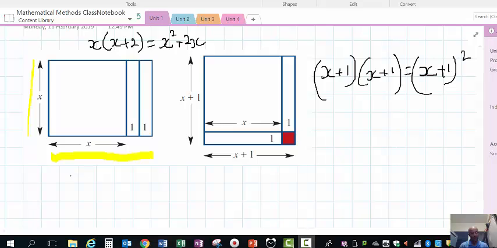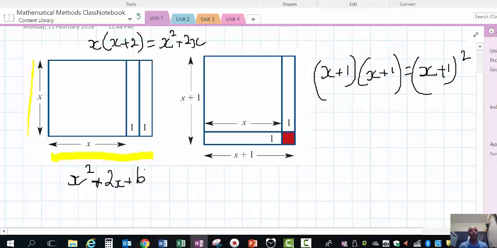Ideally, it'd be nice if we had something on the left hand side, x squared plus 2x plus something else. That would be good. So maybe something like that using b. Of course we don't have that because we can see it up there, it doesn't have that last term. So what can we do about that? Because it's actually helpful if we do have it in that form that we can factorize.